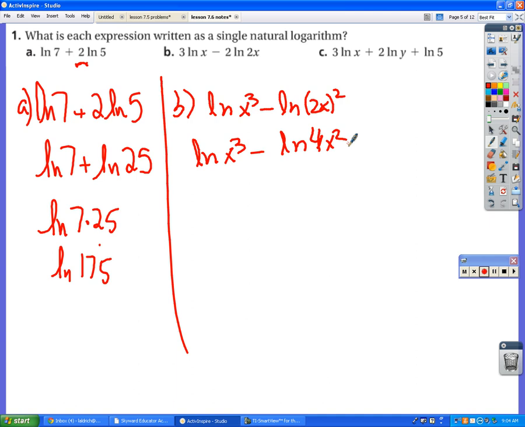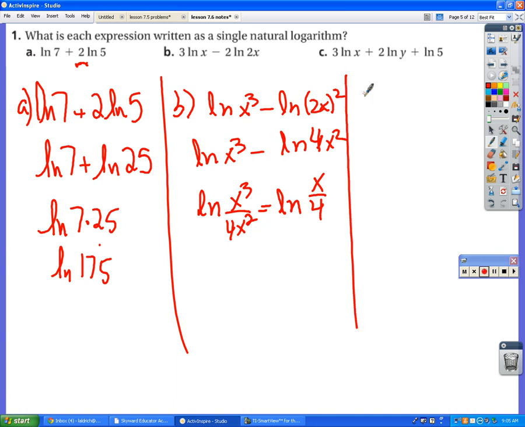And then subtraction is the same as division. So this would be the natural log of x cubed over 4x squared, which simplifies to be what? What can I do with the x cubed and x squared? x over 4. Yeah, x over 4, because x cubed and x squared reduce to x. Okay. All right, and then for C, what do we got going there?